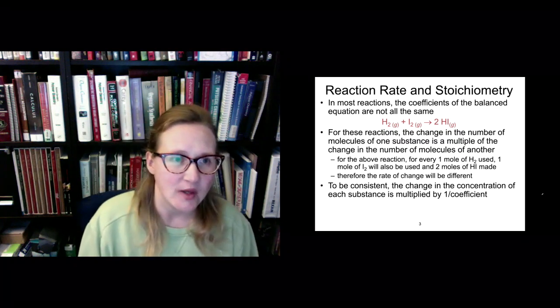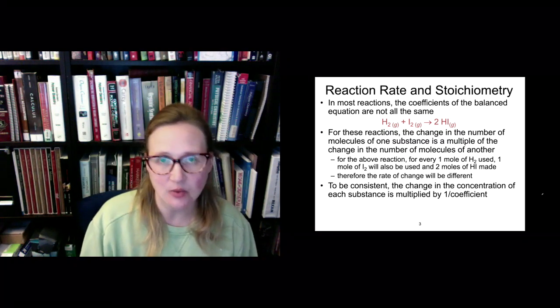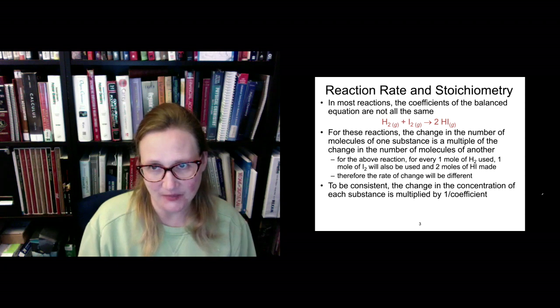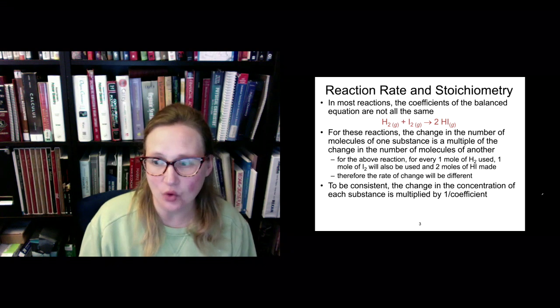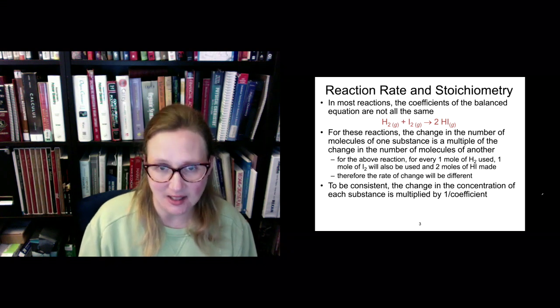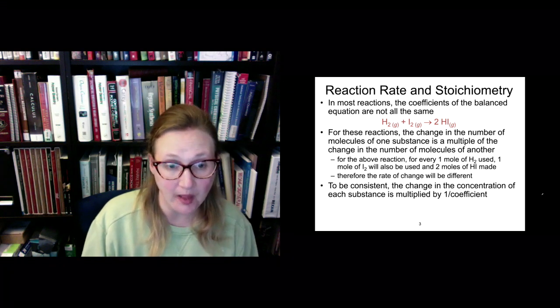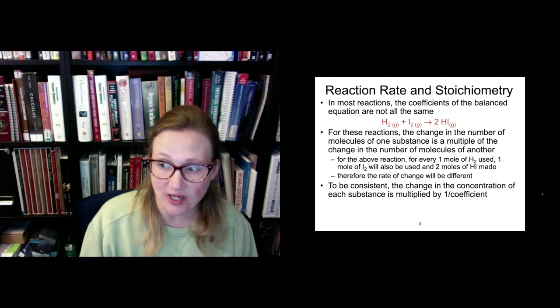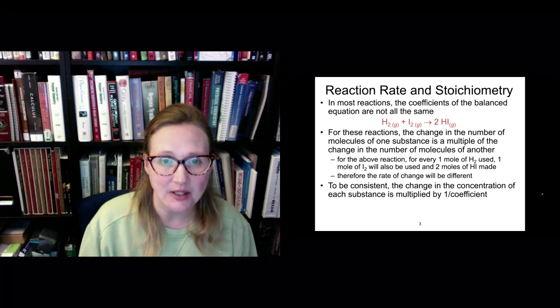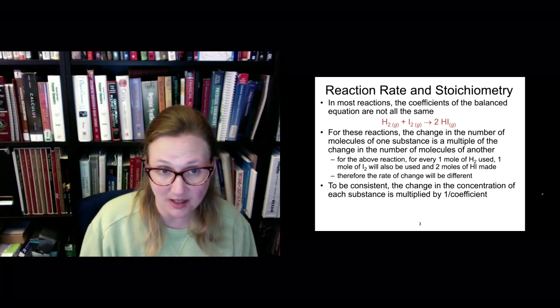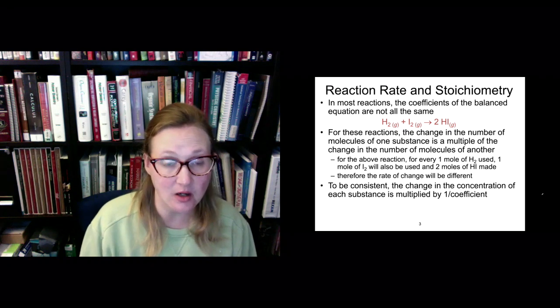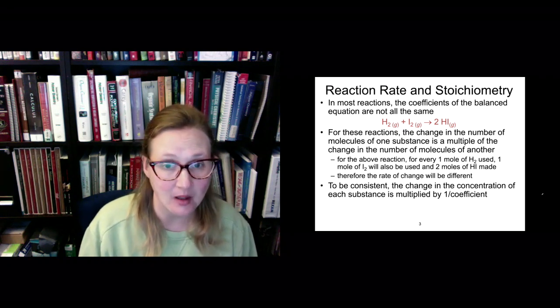So there is a relationship between reaction rates and stoichiometry. In this balanced reaction, we have hydrogen gas plus iodine gas forms hydrogen iodide. And the stoichiometry of the reaction is 1 to 1 to 2. That stoichiometry is going to affect the reaction rate of formation of hydrogen iodide and decomposition of hydrogen and iodine.